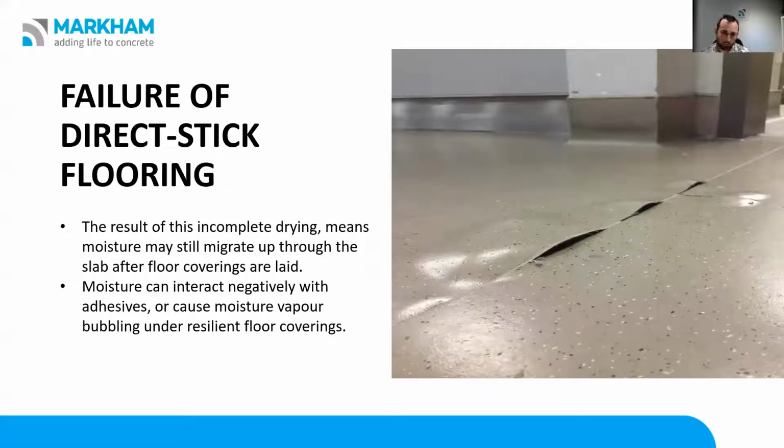So, failure of direct stick flooring. Based on the incomplete drying cycles of the concrete slab to receive the flooring, the moisture is going to migrate up to the surface after the floors have been laid. Now, this moisture or damp rising will have a negative effect on any of the adhesives that have been used to actually stick that flooring down, and will cause the floors to bubble and delaminate, as you can see in that diagram there.